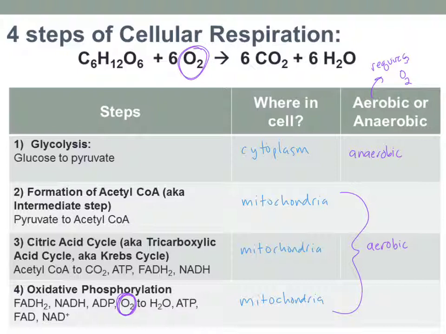So take some good notes. Watch our next video on glycolysis. We're going to get into the nitty-gritty details of how we turn glucose into pyruvate and what coenzymes and what types of enzymes are required for those.